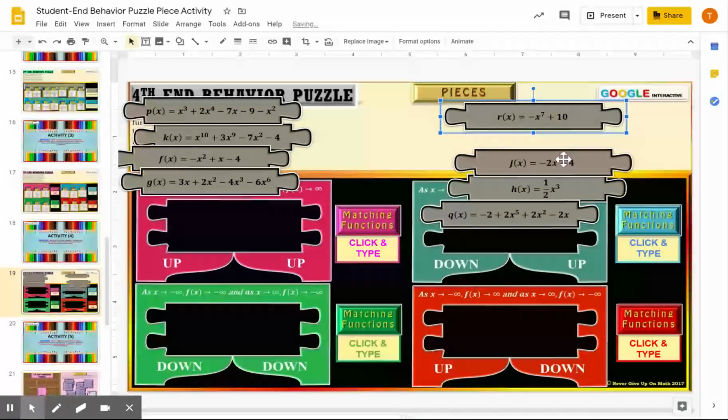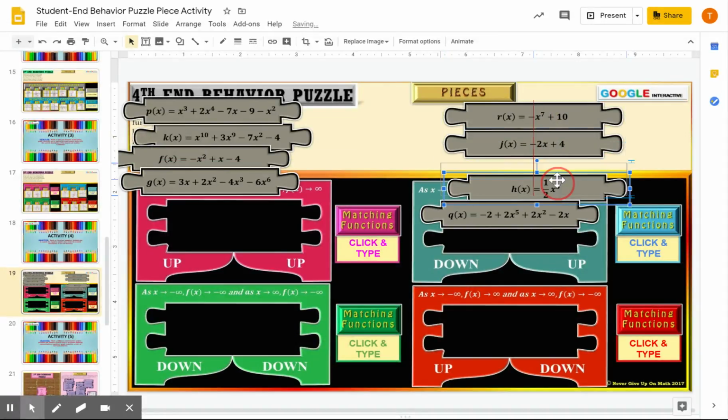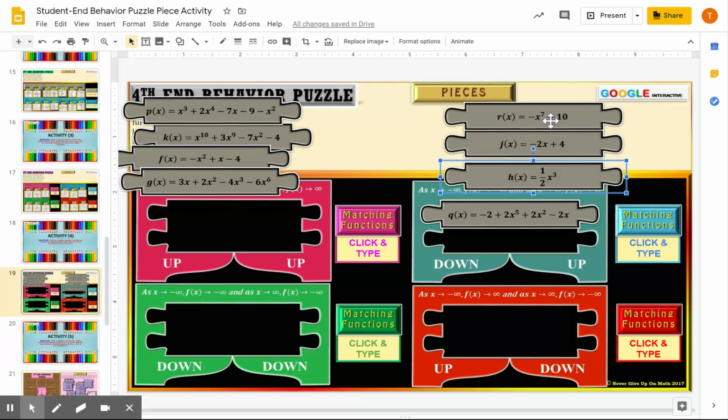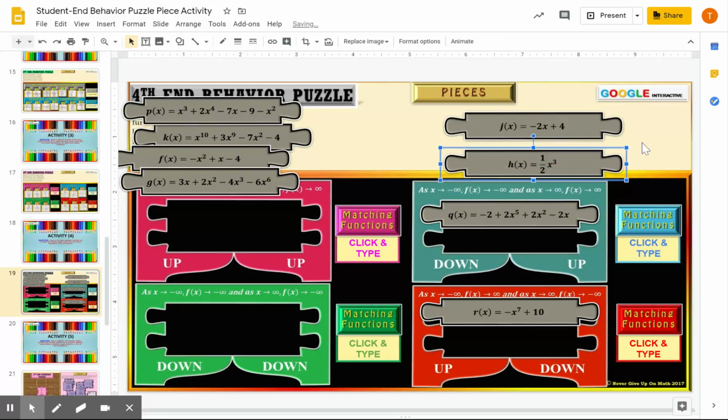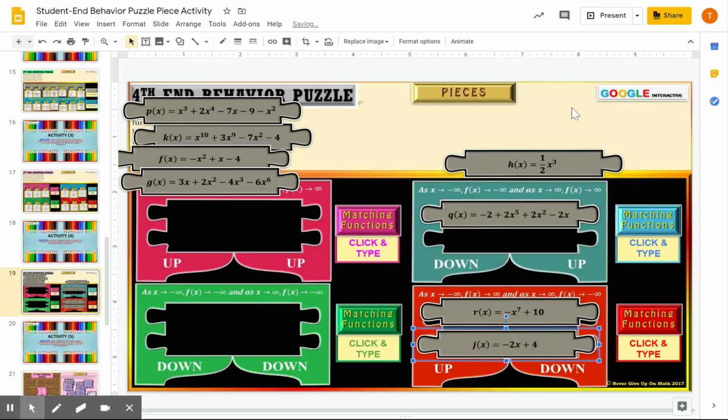Then if we look at the next one, r of x, it's already in standard form. So the number in front of x is -1. I just said it, -1. So since it's a -1, we know it's negative and it's going down on the right. Again, another one in standard form, and the coefficient is -2. Since it's -2, it's negative and it's going down on the right.